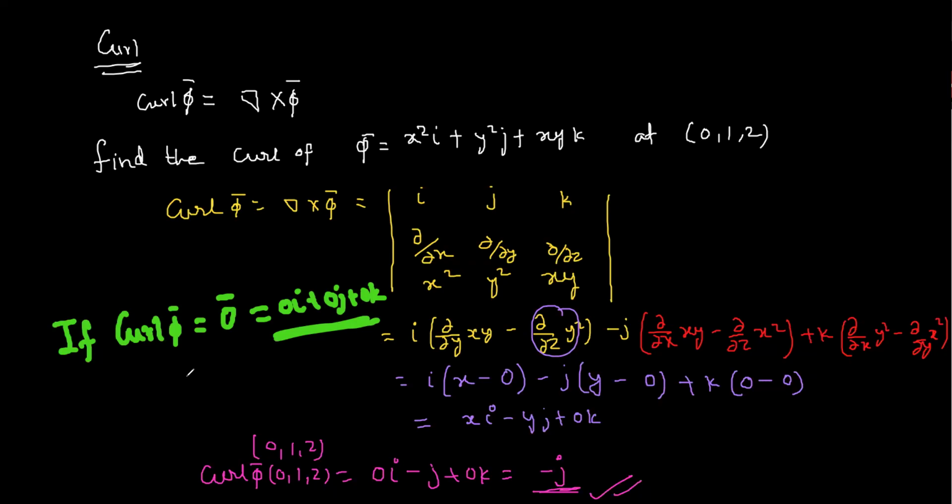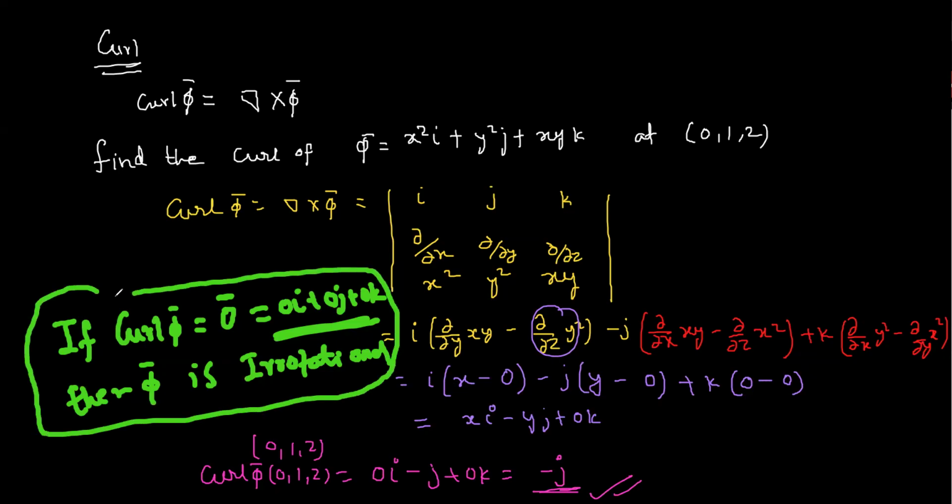Understood? If curl of any vector phi is zero vector, then phi is called irrotational. This is very important. In your exam, directly one question can be asked, what is irrotational? Or sometimes you are asked to prove that the function is irrotational. If a vector function is irrotational, then its curl must be zero vector. How to prove a vector function is irrotational? Find its curl and its curl becomes zero.